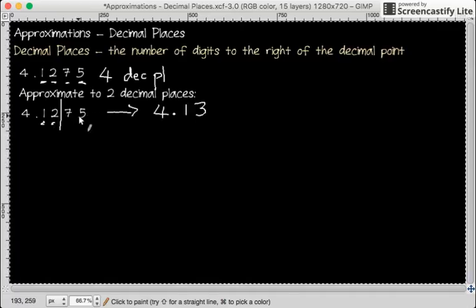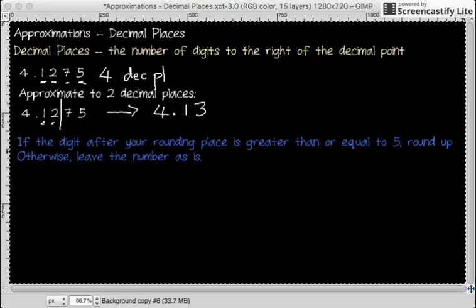The question is, of course, what do you do if this number is a 5? Well, by convention, we let that 5 be closer to the higher number, so we always round up when the following digit is 5 or greater, and we raise that last decimal place by 1. If it's lower than 5, we leave it as it is. So in a nutshell, the rule is: if the digit after the rounding place is greater than or equal to 5, you round up. Otherwise, you leave the number as it is.